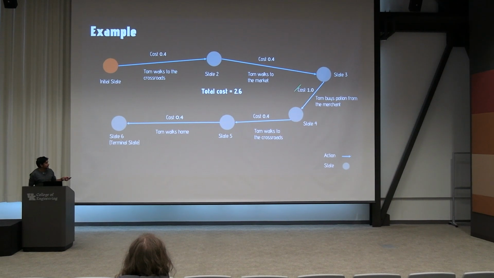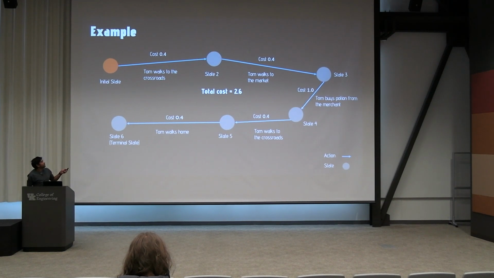But here, if we look at these two actions, in order for Tom to walk back to the crossroads, Tom does not need to buy the potion. So in order for this action to happen, this action is not causally necessary to this action. So we will give the cost 1 here. In order for this plan to happen, we can leave this action out and the plan is still valid.